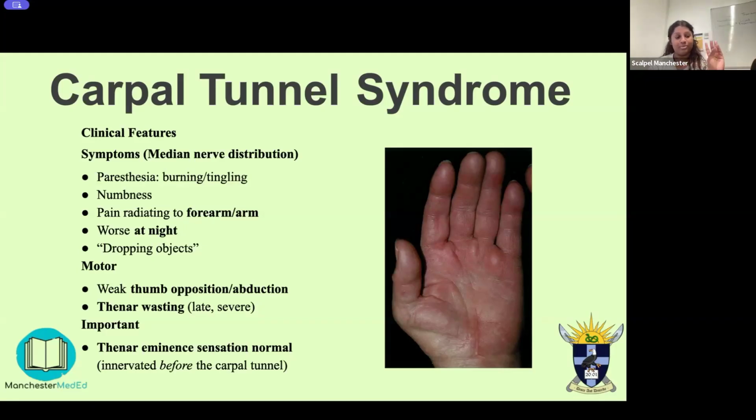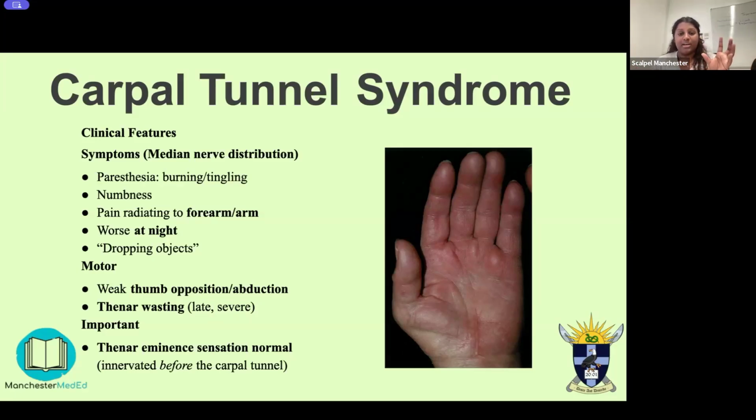There's weak thumb opposition. So thumb opposition would be this. And abduction, which would be this. So those two motor signs would be affected in patients like this. And just one key takeaway is the thenar eminence sensation is normal, which is the only differentiating one from Guyon's canal syndrome as well.